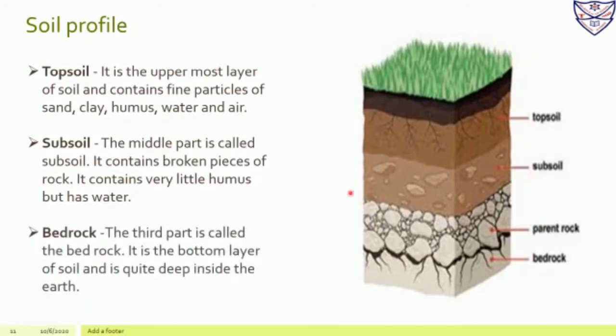And the next topic is bedrock, last at the bottom. The third part is called the bedrock. It is the bottom layer of the soil and it's quite deep inside the earth. Now this one is quite deep inside the earth.